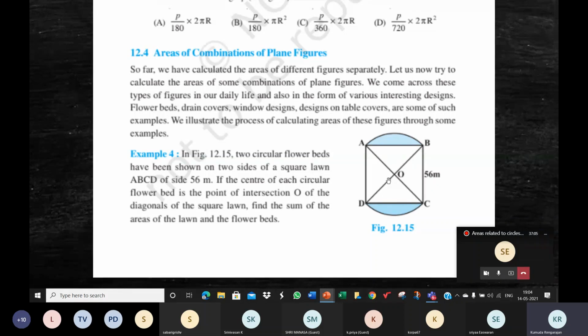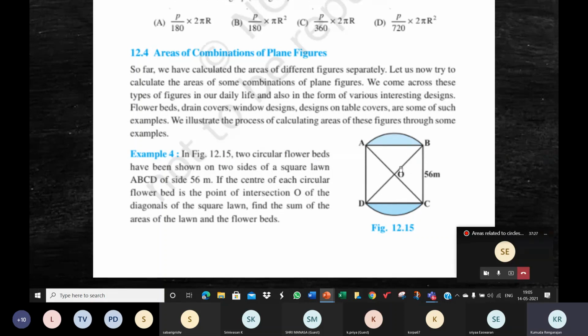So like that you can work and find the length of BD. Whatever you get for BD, divided by 2 will be the length of BO, or OB or OD also. That's how we find the radius of the circle.